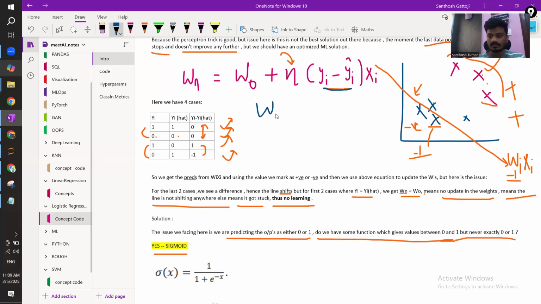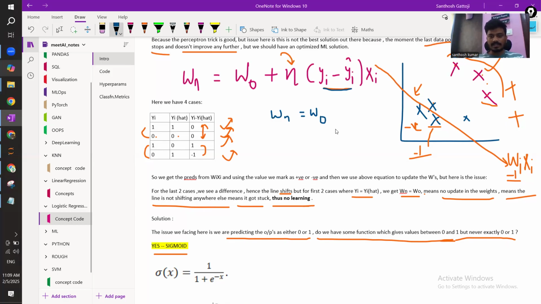So W new will become W naught. If you translate this equation, it means the old weights are equal to the new weights. That means there is no learning, and when there is no learning, there is no shifting of the line. We'll get stuck here. So we also understood what the main problem is: the prediction is giving us exactly 0 or 1. Our labels are 1 and 0.